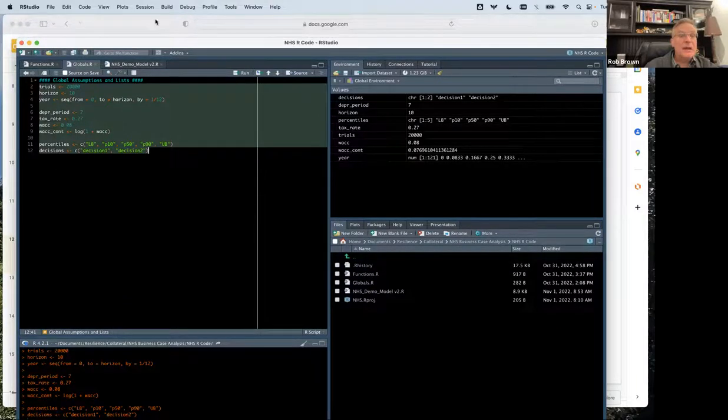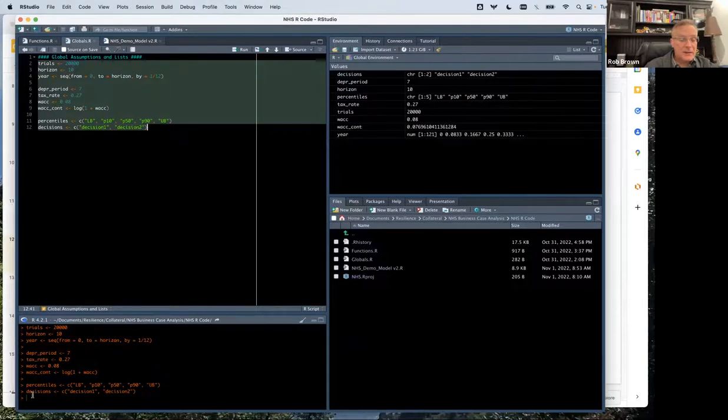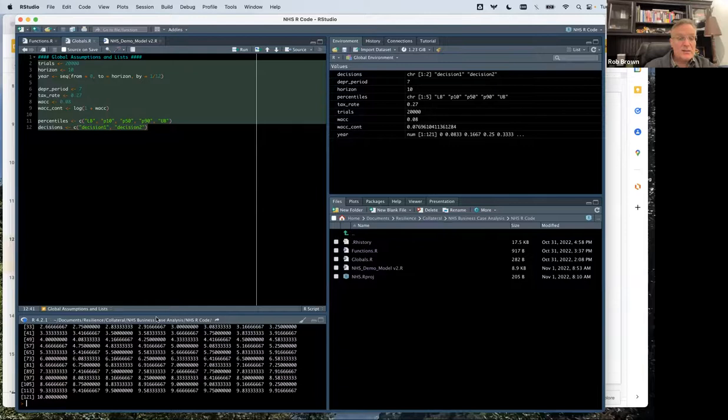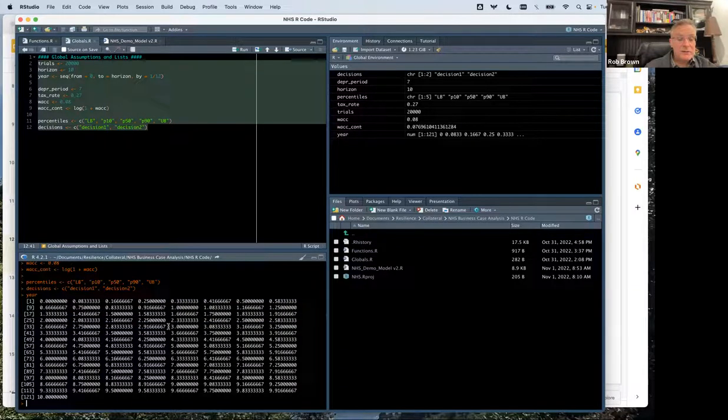And if I come down to the console, you can see how this operates, right? So the year index is actually in monthly units.